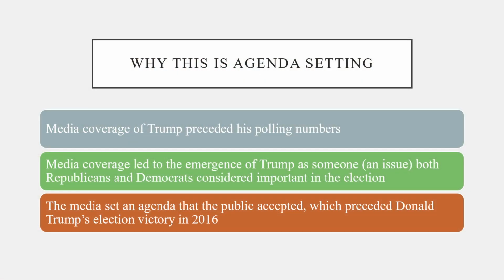So just to summarize, media coverage of Trump preceded his polling numbers, and it led to the emergence of Trump as a big player in the Republican primary and ultimately in the general election, which he won. So the media kind of set this agenda of we're going to talk about Donald Trump, and people followed, and they said we're going to talk about Donald Trump. And that is how agenda setting works.